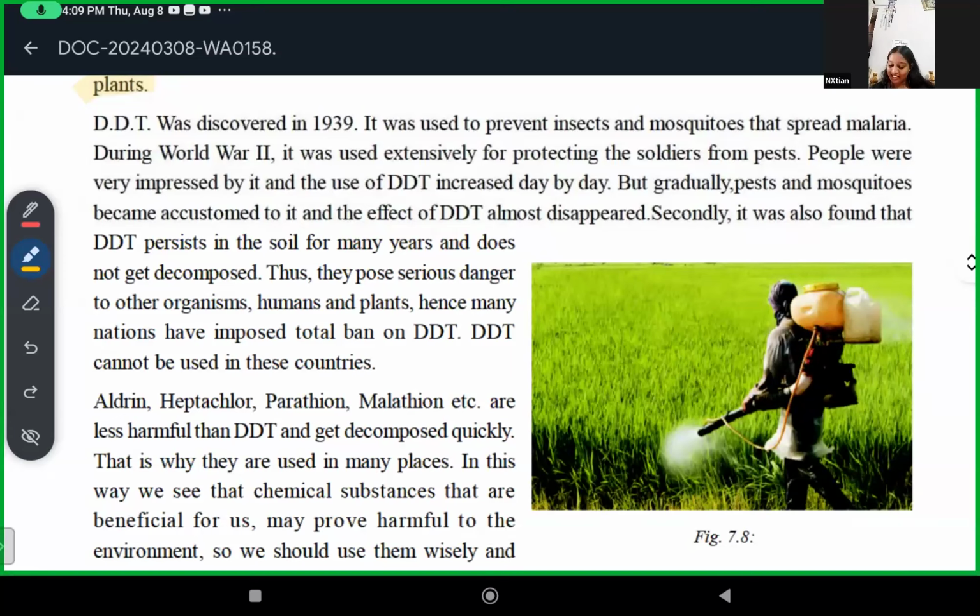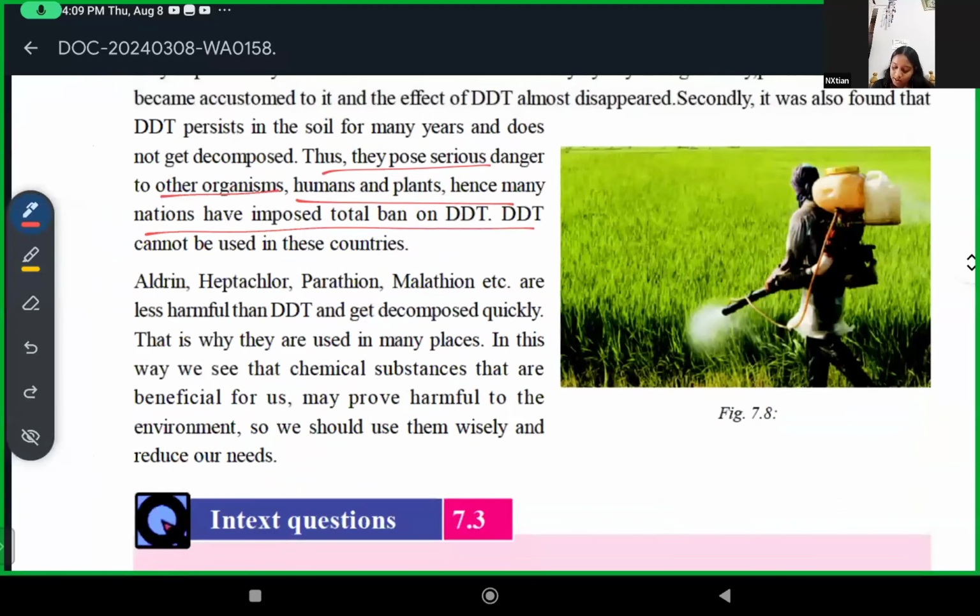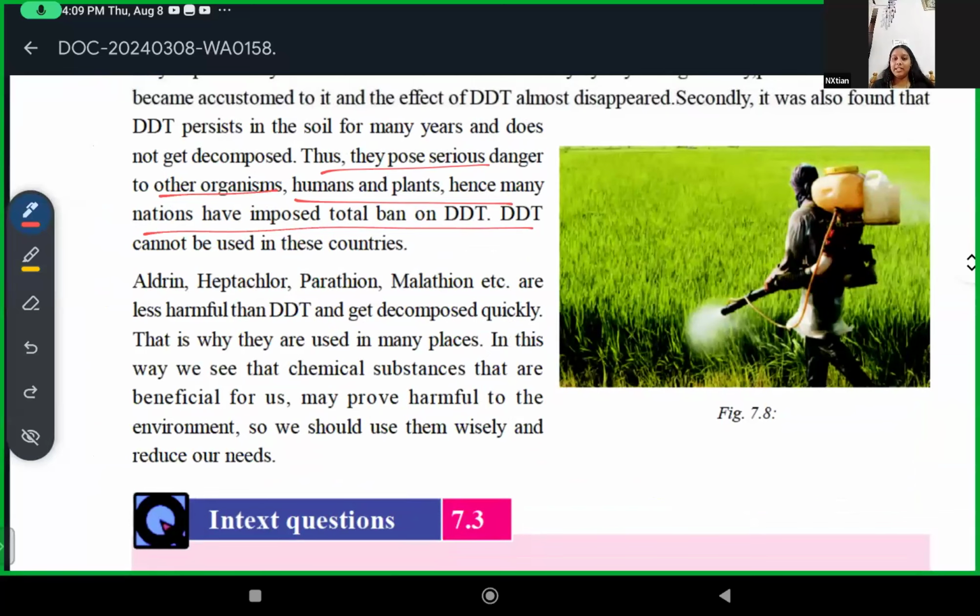Secondly, it was also found that DDT persists in the soil for many years and does not get decomposed. It is still persistent in the soil. It does not get decomposed. That is why it was dangerous to other organisms, humans, and plants. So many nations banned DDT. Now there are a lot of countries in which DDT cannot be used.